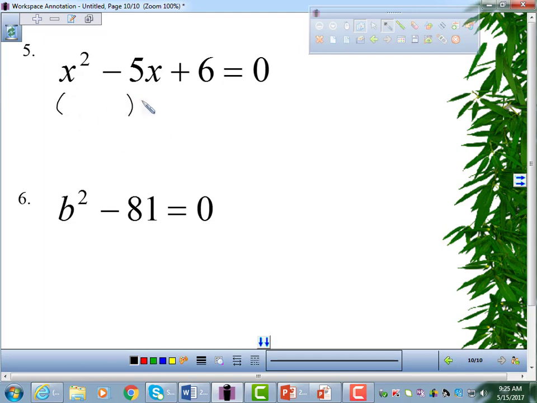So we are looking for two numbers that when you multiply, you get a 6, but when you add those same numbers, you get the middle coefficient, which is negative 5. A negative times a negative is a positive. Negative 2 times negative 3 is a positive 6. Negative 2 plus a negative 3 is a negative 5.